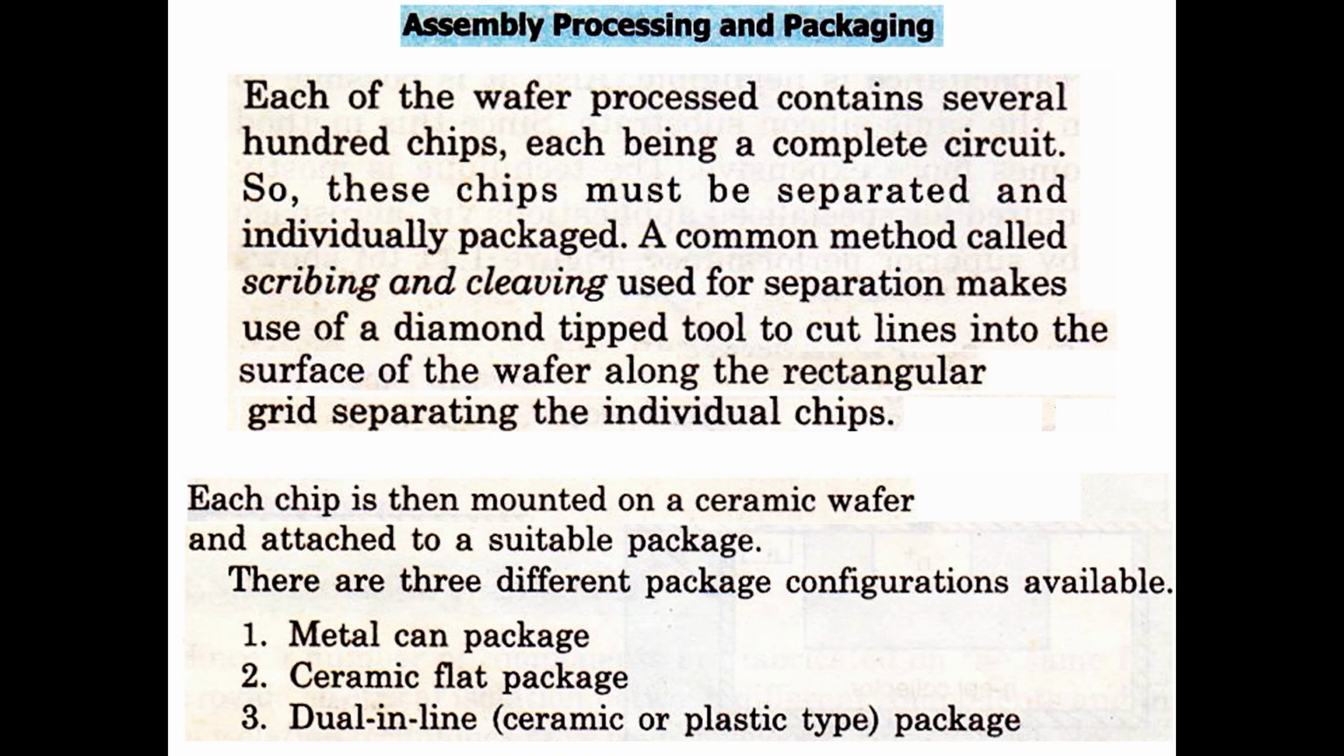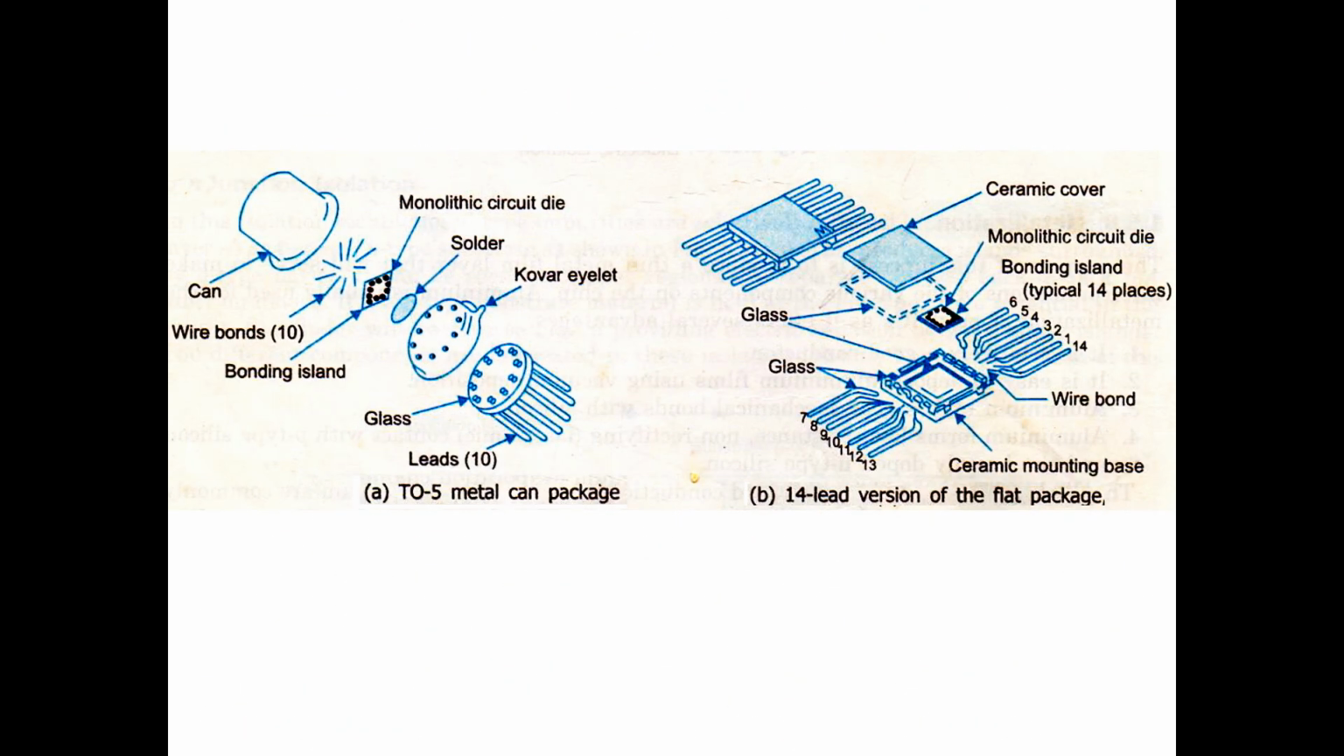There are three different package configurations available, namely metal can package, ceramic flat package, and dual inline. It may be a ceramic or plastic type package. This diagram shows the TO5, that is called a metal can package, mainly used for transistor fabrication. And this second diagram shows the 14 lead version of the flat package. Thank you.